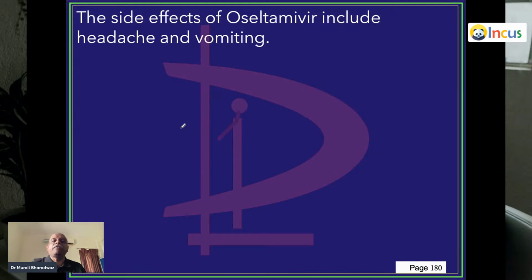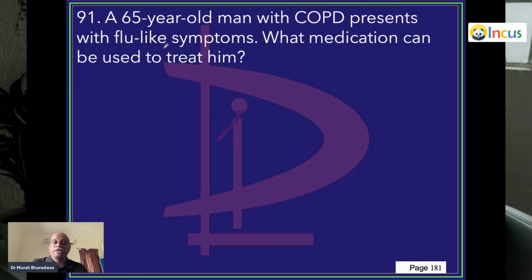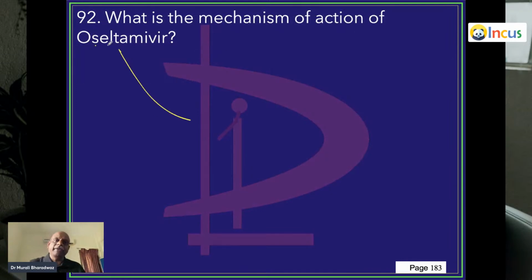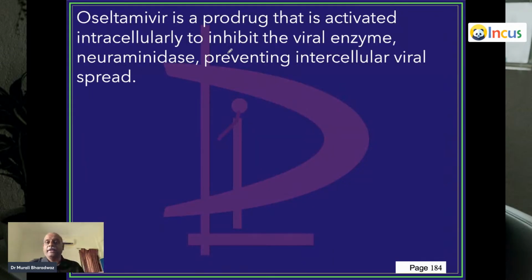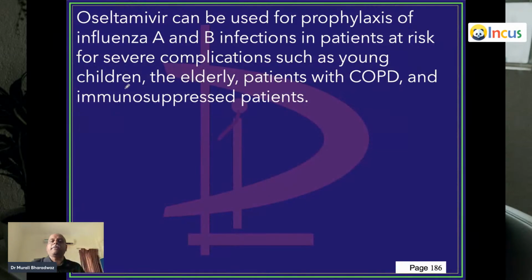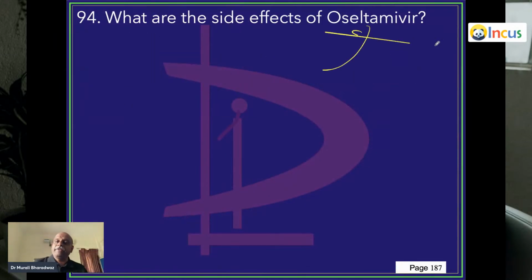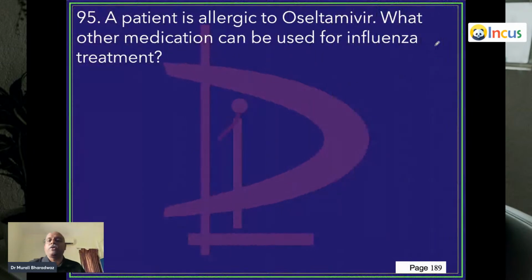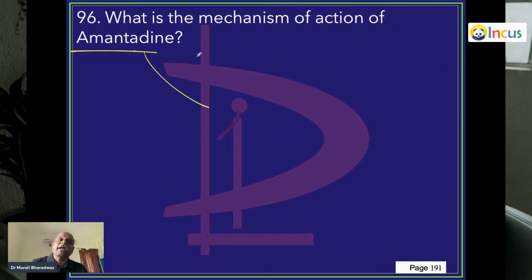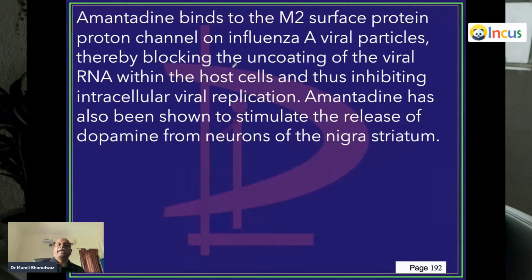What is the main side effect of oseltamivir? Headache, vomiting. A 65-year-old with COPD and flu-like symptoms, what do you want to give? Oseltamivir. What is the mechanism of oseltamivir? As we said, it inhibits neuraminidase. For prophylaxis, what can you give? Oseltamivir can very much be given. What is the side effect? As we said, headache and vomiting. If he is allergic to oseltamivir, then what do you want to give? Zanamivir.